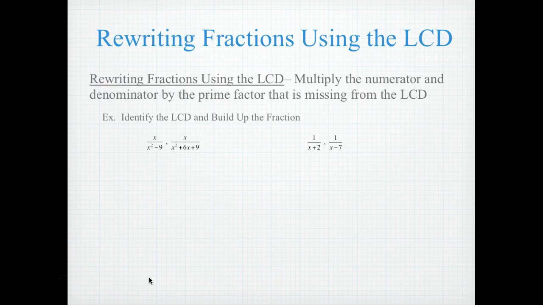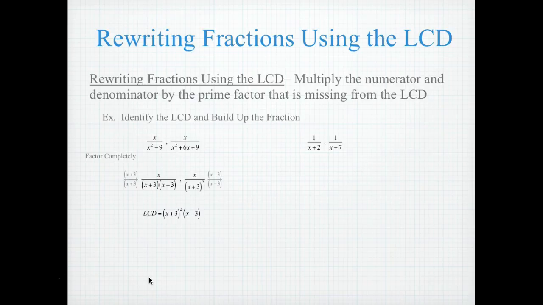Next, we're going to take it a step further and we're going to rewrite fractions using the least common denominator. We're going to multiply the numerator and denominator by the prime factor that is missing from the least common denominator. So we've already identified the least common denominator is x plus 3 to the second power times x minus 3. This is the same example we used in the previous slide.